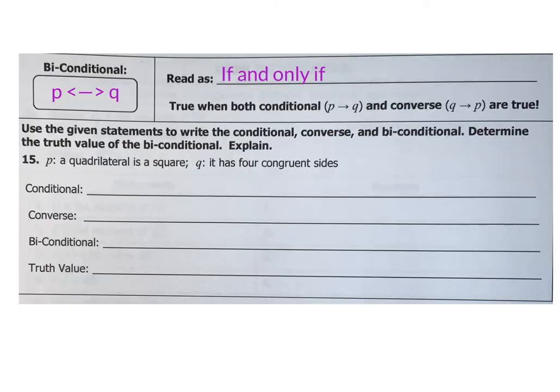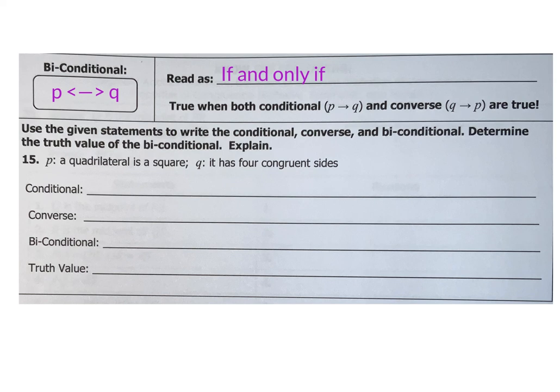Biconditional goes both directions. So it is read if and only if. And in order for a biconditional to be true, you have to be able to say if then, and that is true, and then you have to do the opposite. You have to do the converse. If then the other direction must also be true. If it is true both directions, meaning your conditional and your converse are both true, then your biconditional is true.